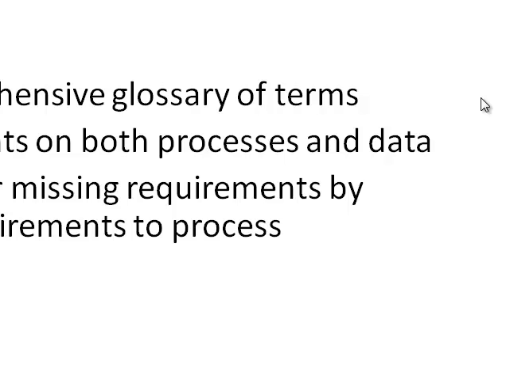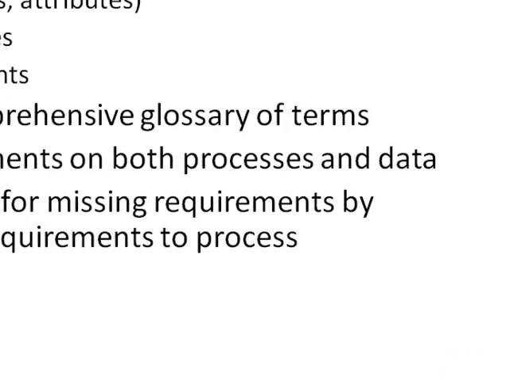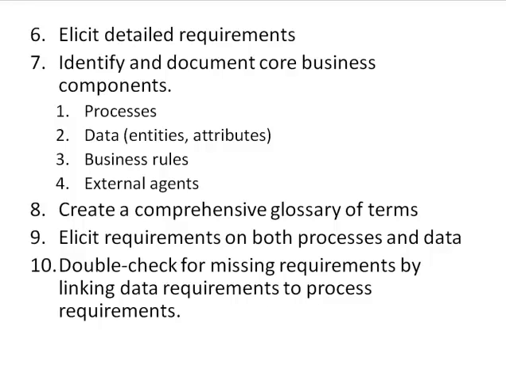You're going to, of course, elicit requirements on both the processes and the data. So that goes back here to our list in 7. You want to make sure that you're not just getting the processes, but you're talking about the data that's involved in those processes. So for example, if you were documenting the requirements for a login screen, you would want to make sure that you document what data is needed for that. Is it just a login ID and a password? Is there other things besides that?